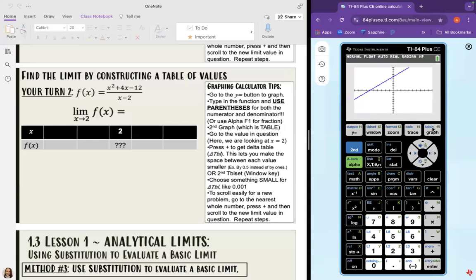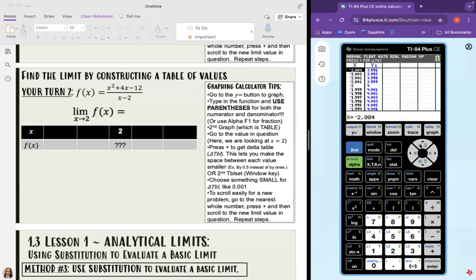Okay, I'm going to graph mine. So what's happened is we have a hole in the function. We've canceled the factor x minus 2 if you were to factor that. If you hit second table, we're going to examine as x approaches 2. To get back, I'm going to hit delta table and then 1, and then go to x equals 2. I hit the plus sign to change it to 0.001. The idea is to find a limit, we look at very, very small increments, right? The change in x.